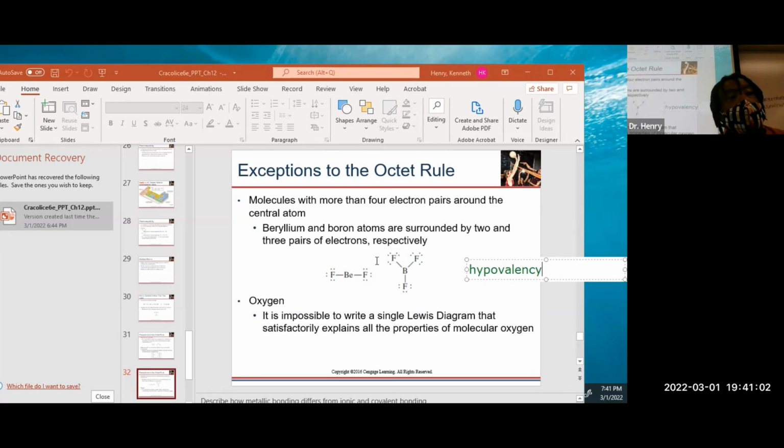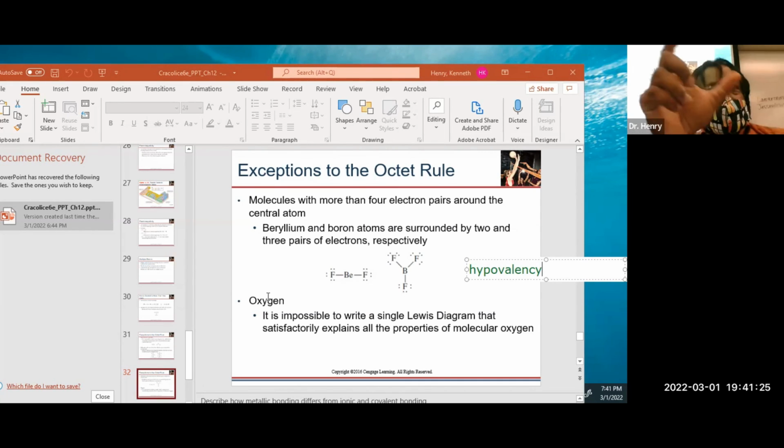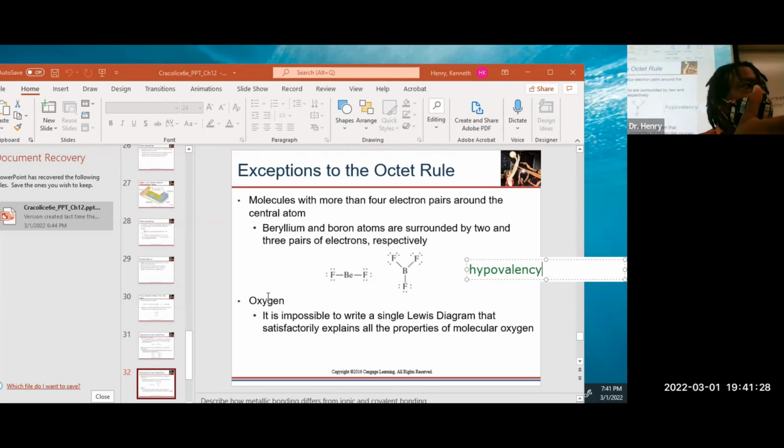So hypovalency is another form of an exception. It basically means that it has less than 8. It doesn't obey the octet rule. And the last exception is that sometimes we get oxygen. When we use that per, you get that extra oxygen. So sometimes we don't obey the octet rule because you have that whole extra oxygen to deal with. It'll force sulfur and things like that to have 6 around them. So it kind of falls in that same concept as hypervalency.